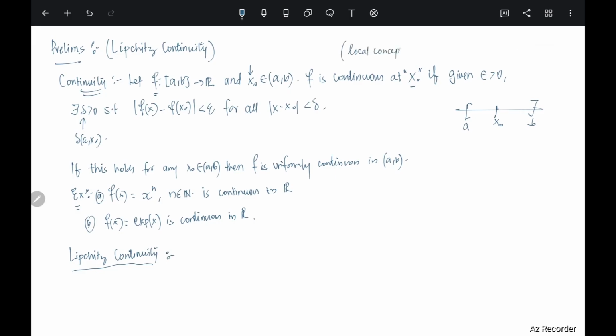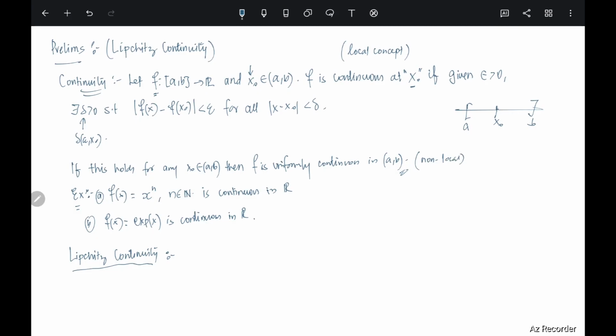What I mean by local concept is that it depends on points, right? Or on a small neighborhood of that point. That is what we are looking at. Of course, if it is uniformly continuous, then it is a kind of non-local or global concept. Non-local means it does not depend on one particular point but on the whole interval, right?